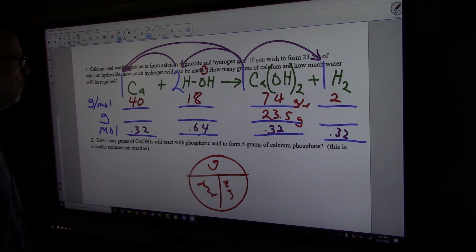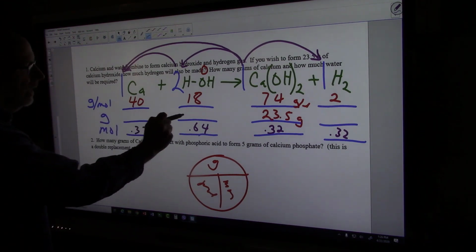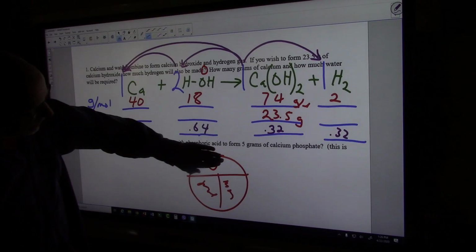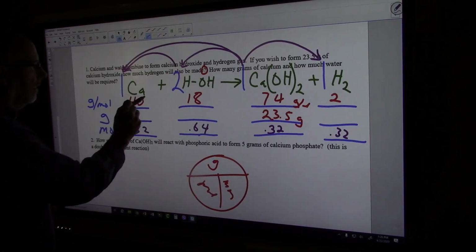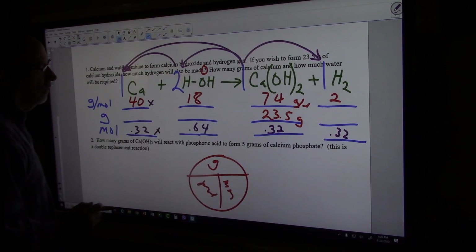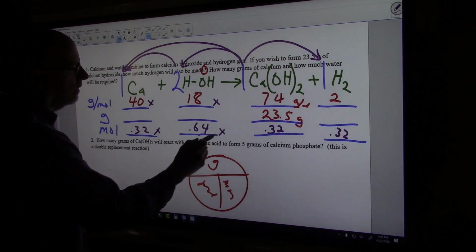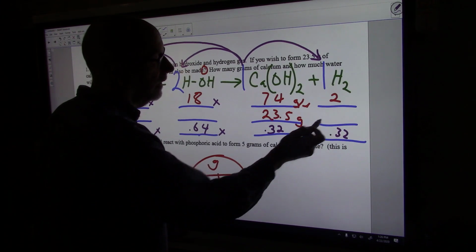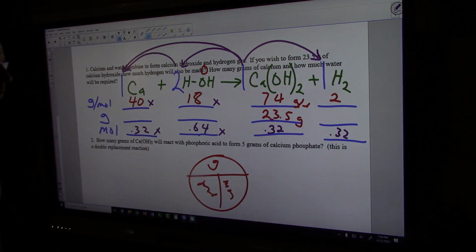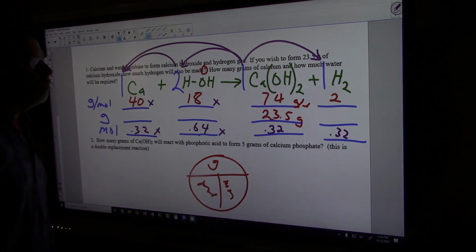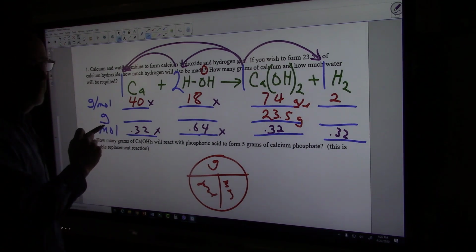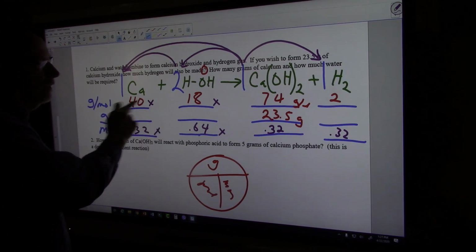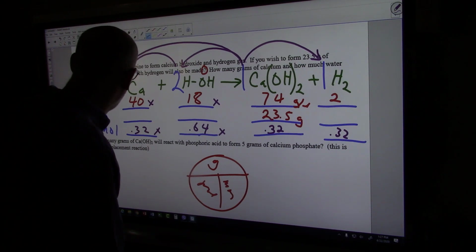Now it's duck soup. Calculate the grams and the grams and the grams. Grams equals moles times molar mass. 40 times 0.32. 18 times 0.64. That gives you the answer here. 2 times 0.32 gives you the answer here. Now make sure that you double check your answer by looking at the grams. Grams on the left side of the equation should equal the grams on the right side of the equation.